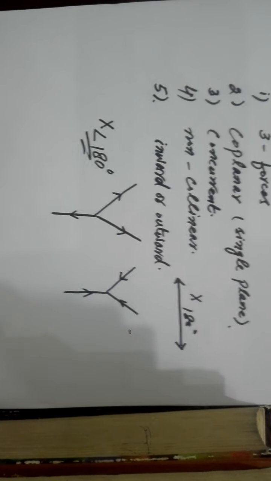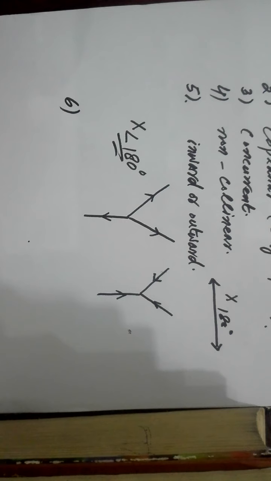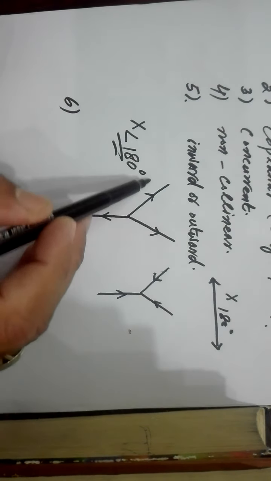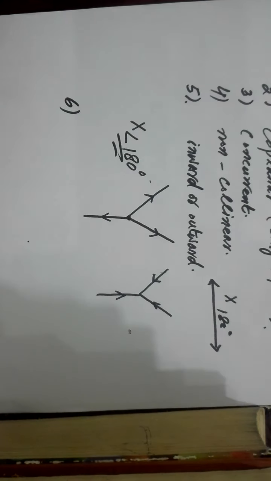And number 6, last but not least, these three forces must be in equilibrium. All these three forces acting on a body must be in equilibrium.